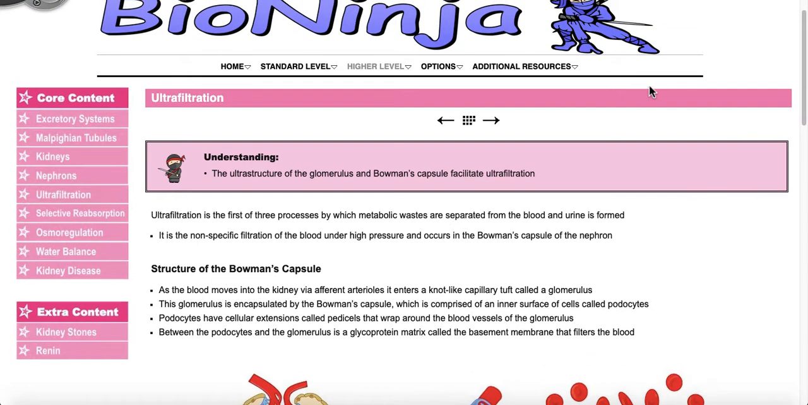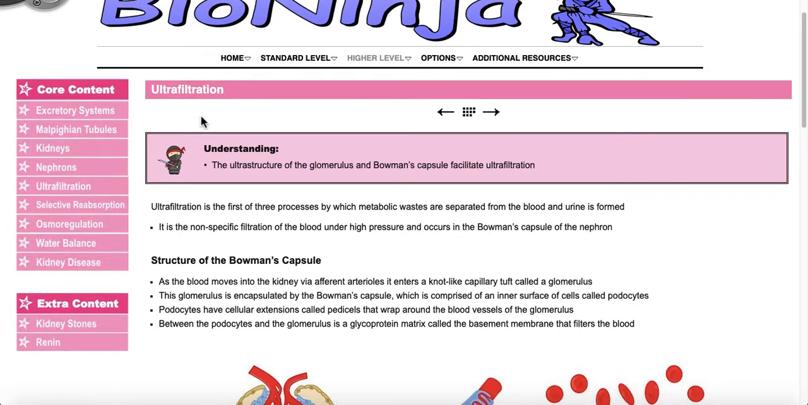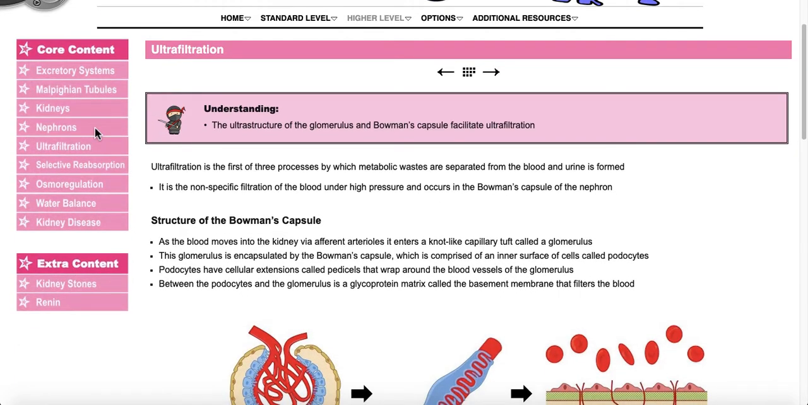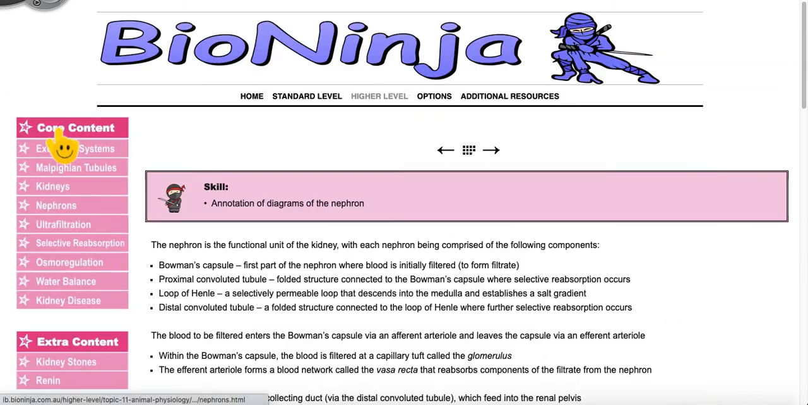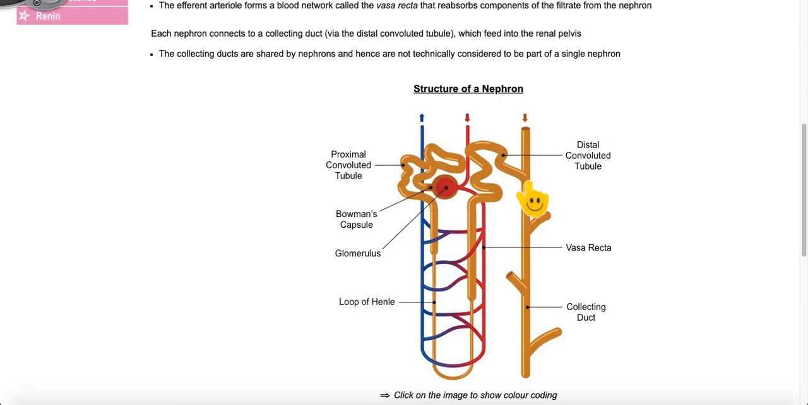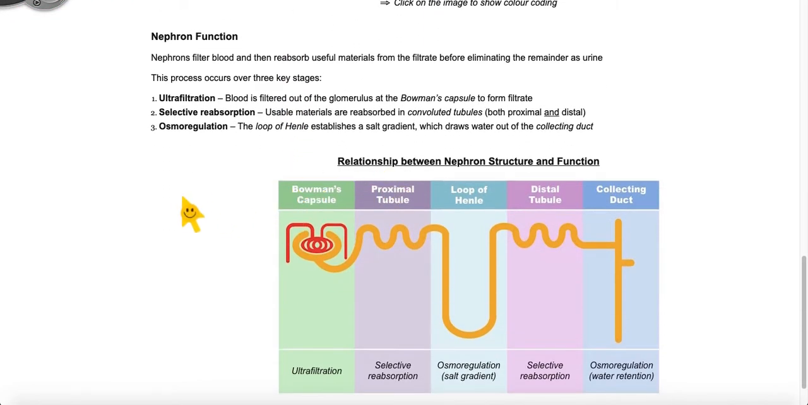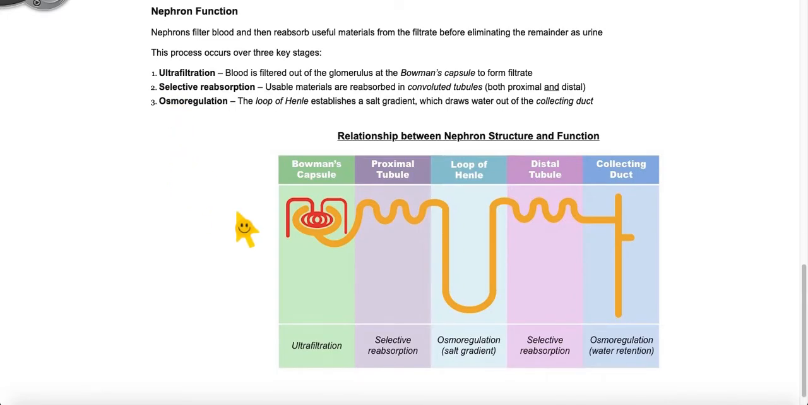Hello, everybody, students. Today we continue with 11.3 ultrafiltration. If you guys remember, this is one of the key stages that happens within the nephron, or the individual unit of the kidney. So if you remember from last time, we studied the structure of the nephron, and then we also said that there are these three key stages that happen within the filtration of blood.